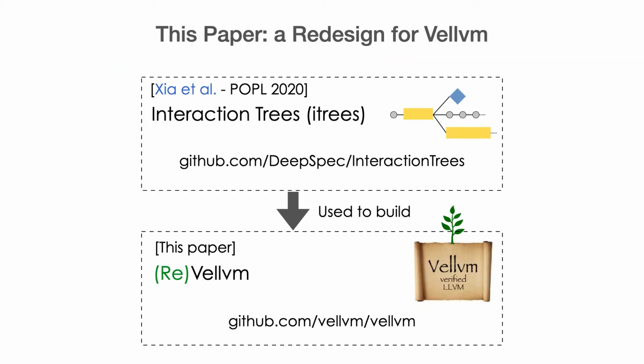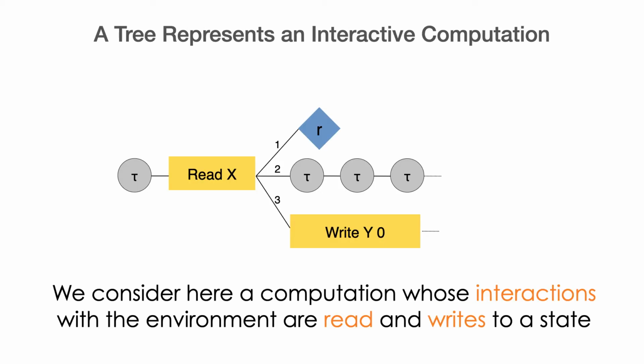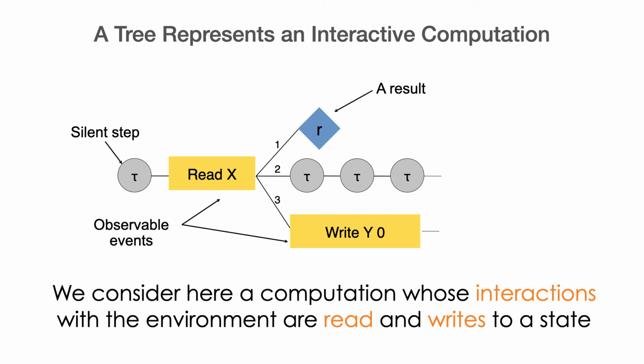In this work, we therefore rebuild Vellvm with completely different semantic tools. We use interaction trees, which are a library introduced last year at POPL. The idea of interaction trees is that a computation, its dynamics, is represented as a potentially infinite tree. If you consider here, for example, a computation that may interact with a state, you will potentially have silent steps that you do not observe in your computation, but also observable events that are essentially requests to the environment to answer a question: what value should I get if I read X?